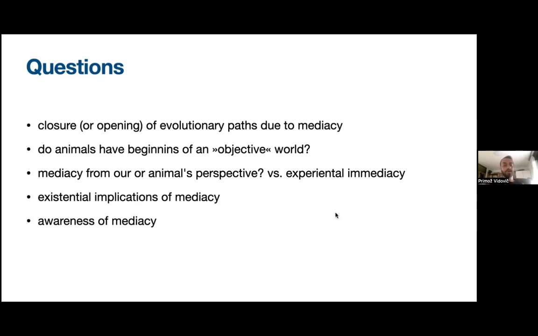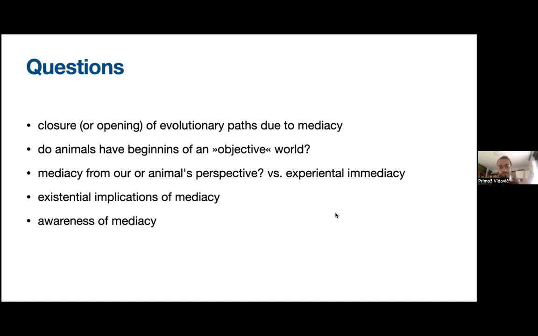Then there's the question of whether animals have really the beginnings of an objective world. I'm not sure what this really means. So what does it mean to have the beginnings of an objective world? Do they conceive of objects, or do they conceive of something else? And what is it that they actually have in their world?